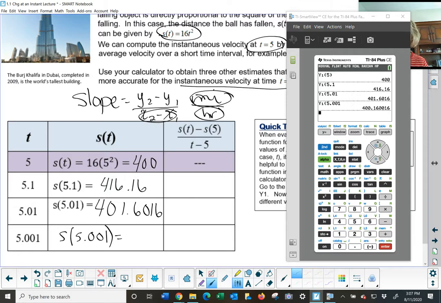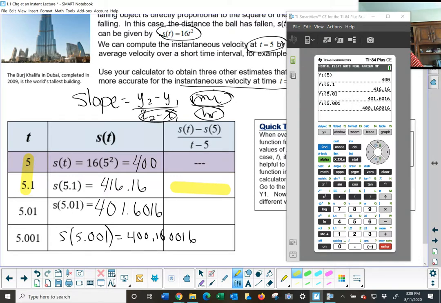So at time 5.001, I'm coming up with 400.160016. And I'm going to have to rewrite that one. Okay, lots of accuracy. What I would like you to do is go through and calculate the slope between two time frames. So I'm going to look between 5 and 5.01 and get an answer right here.